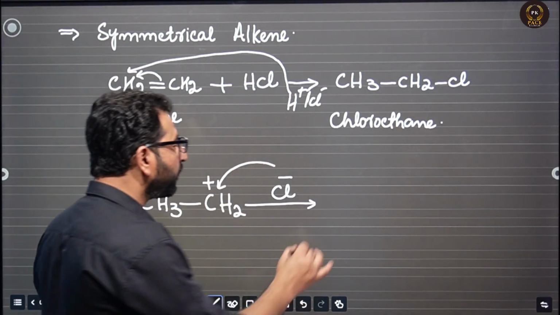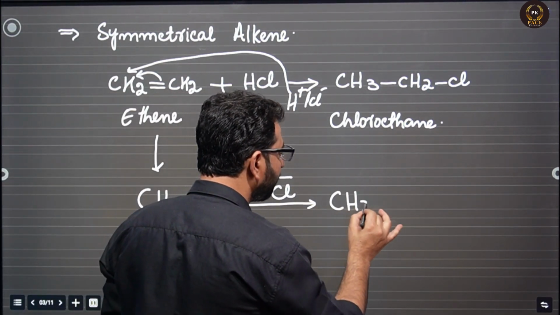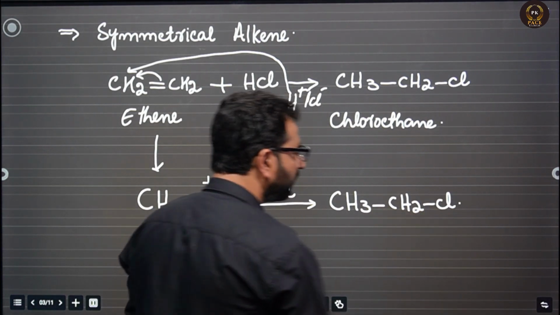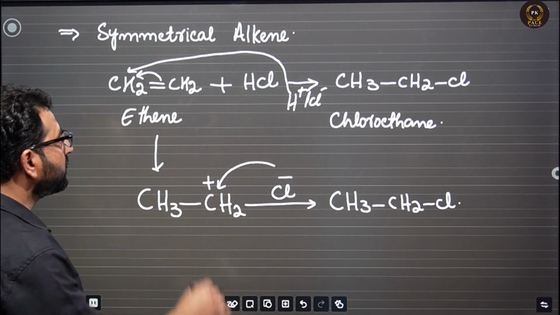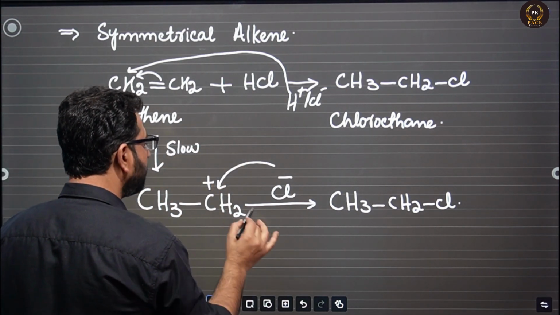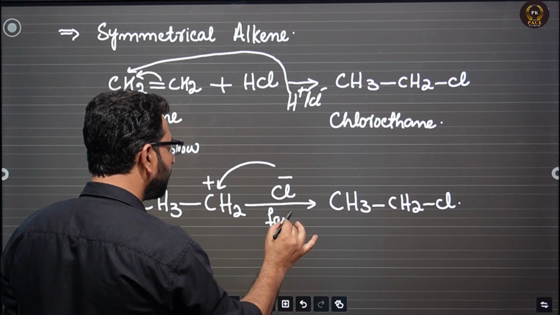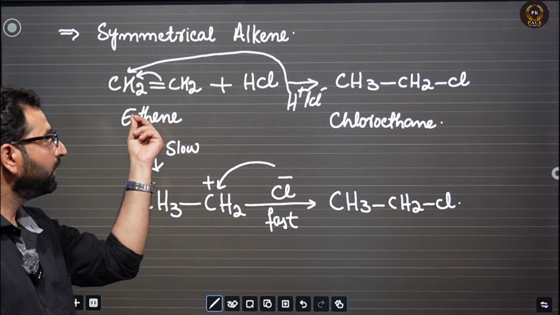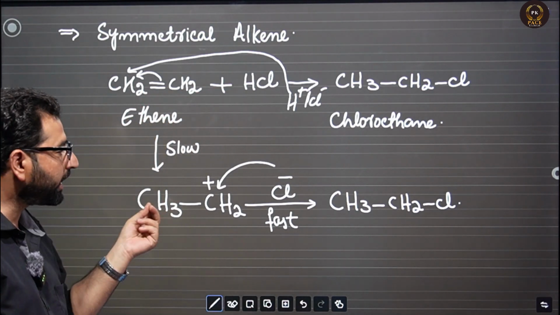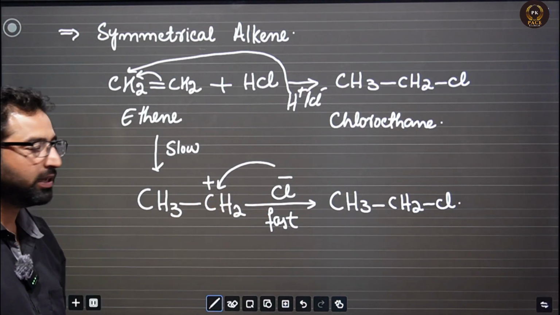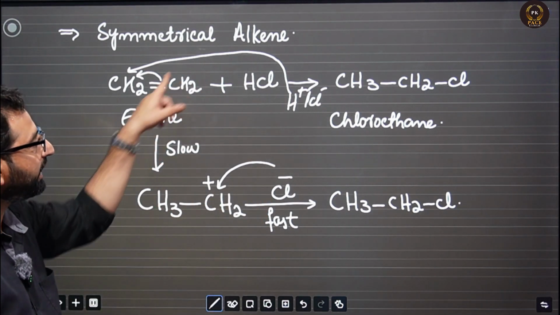And we get that product, that is CH3CH2Cl. Now this first step is a slow step, and this is the fast step. In the slow step, the electrophile attacks the substrate, and in the second step, the nucleophile, that is Cl negative, attacks this carbon.